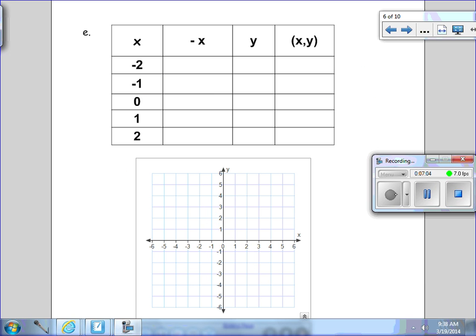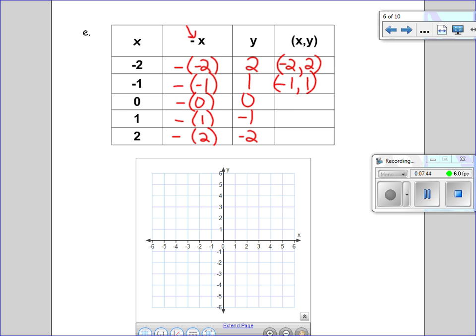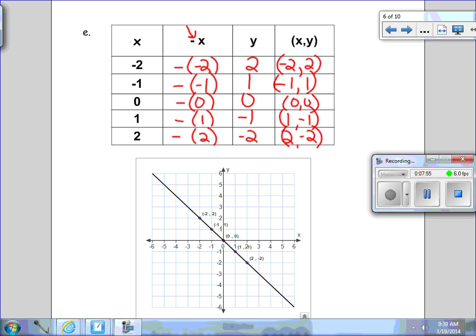Okay, note on this one. To determine what our range is going to be, it's going to be the opposite of whatever x is. So remember, not only can you say that this is known as a negative, it's the opposite. So the opposite of -2 will be 2. The opposite of -1 will be 1. Opposite of 0 will still be 0. The opposite of 1 would be -1, and the opposite of 2 is -2. And here it is graphed. Again, another linear function.